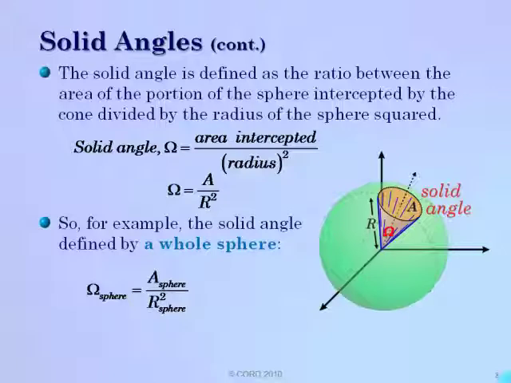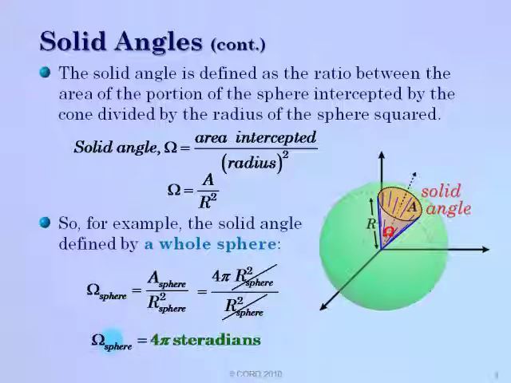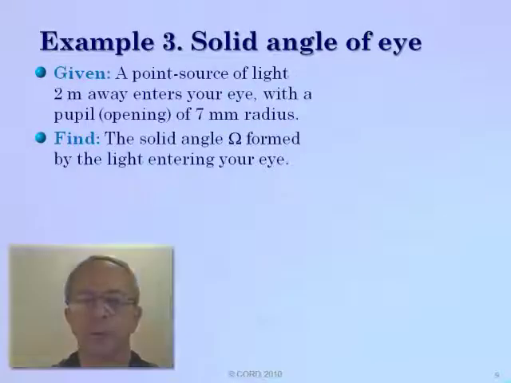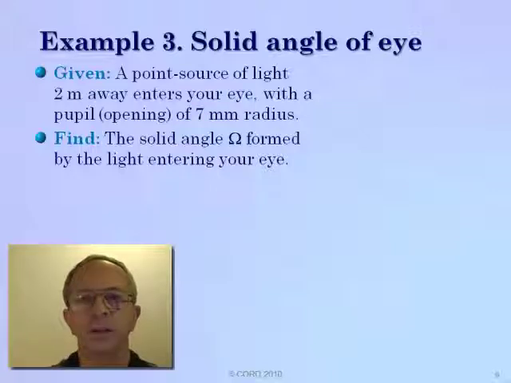So for example, the solid angle defined by a whole sphere. We just figured out what that was in the previous slide, right? If we had the whole sphere, what's the area of a sphere? That is 4 pi times R squared, right? So the R squares will cancel, and sure enough, the solid angle by a sphere is 4 pi steradians, just as it should be. If we have something less than the sphere, then we'll be able to calculate the solid angle for that. So here's an example of determining the solid angle for less than a sphere.